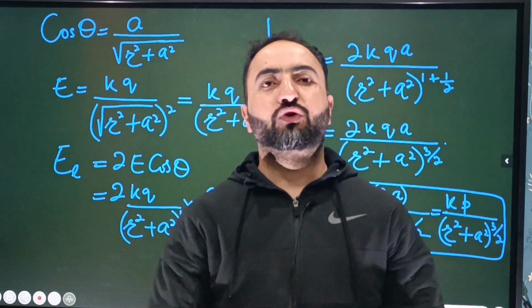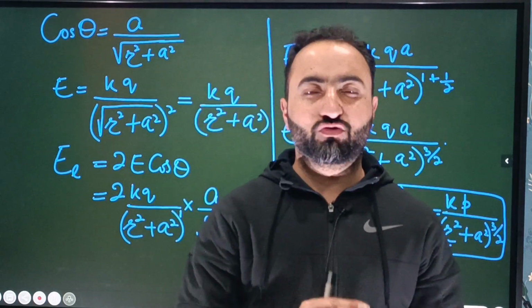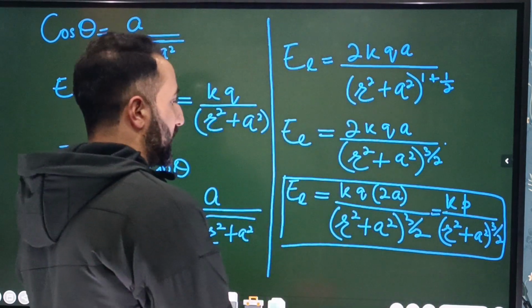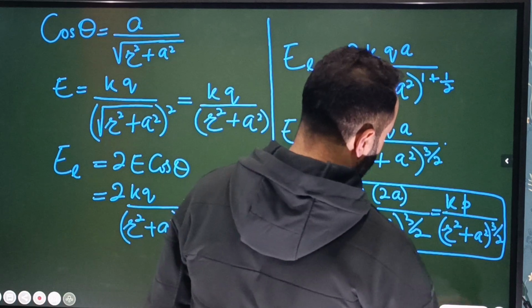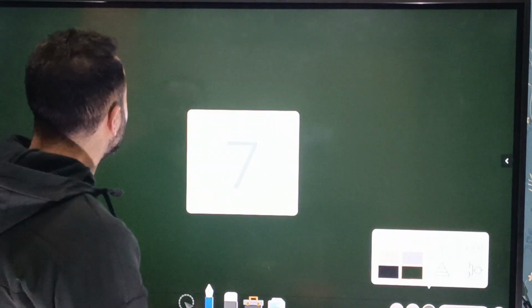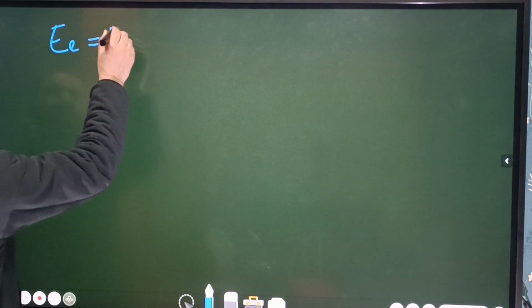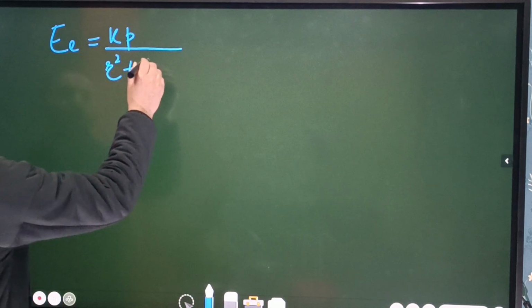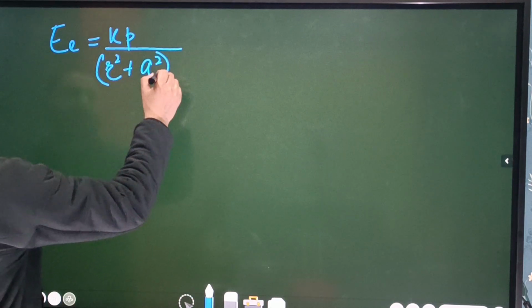That's the electrostatic field due to a point charge, equal to kq divided by distance squared. The distance there was what? That was root of r square plus a square. All right, okay. So let me do one more thing, and that is I will write down this equation here. So the electrostatic field on the equatorial line is simply equal to what? That's equal to k into p divided by r square plus a square raised to the power 3 by 2.